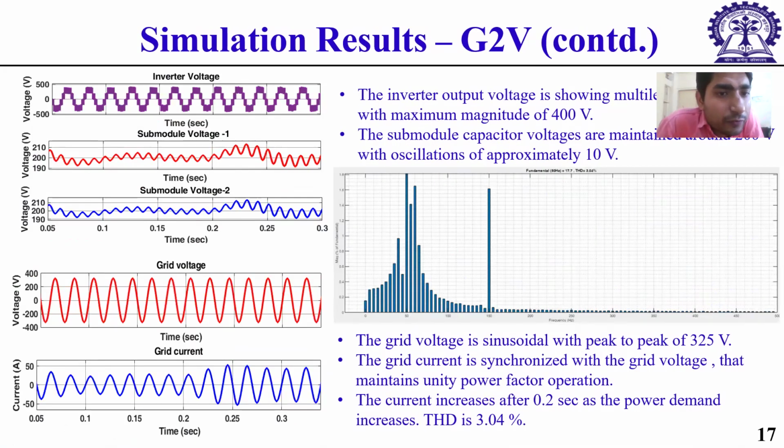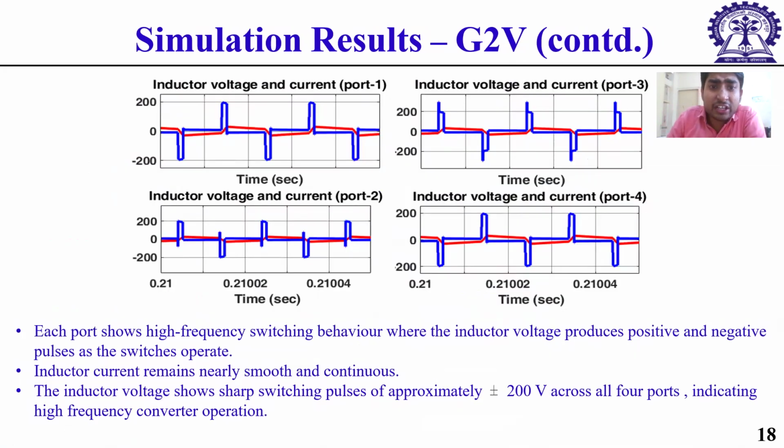After that, we can see the voltage of the inverter and the submodule voltage, the grid voltage is also sinusoidal. The grid current initially contains a little transient, but after achieving steady state, it becomes nearly sinusoidal. And we can see that the total harmonic distortion of the grid current is 3.04%. Now, this is the inductor voltage and current of all the ports, that is, all the four ports, two input ports and the two output ports. We can see that the inductor pulse is coming properly and the inductor current waveform is also nearly trapezoidal.